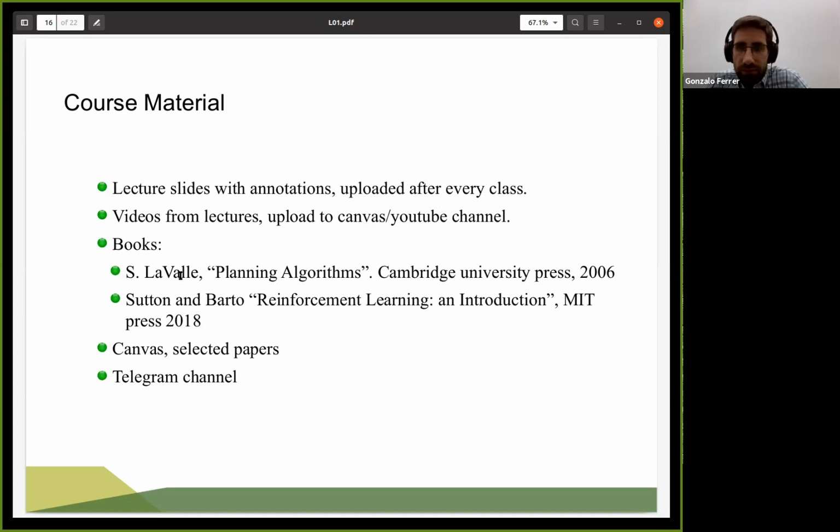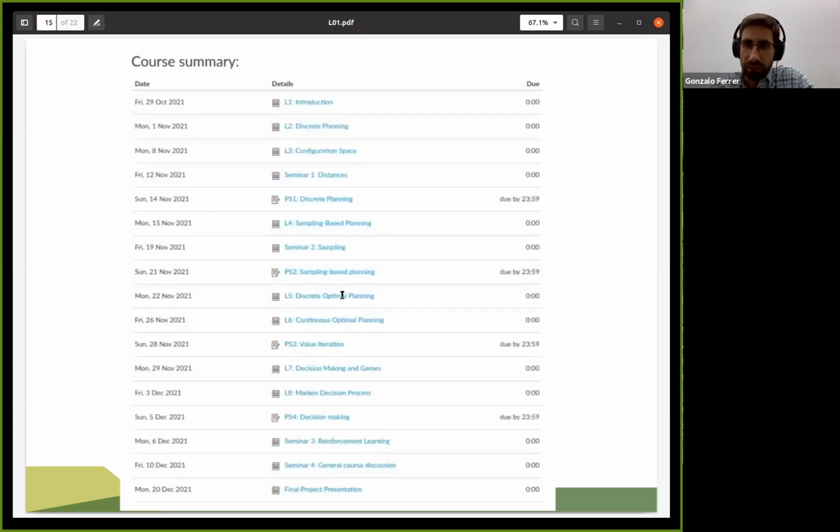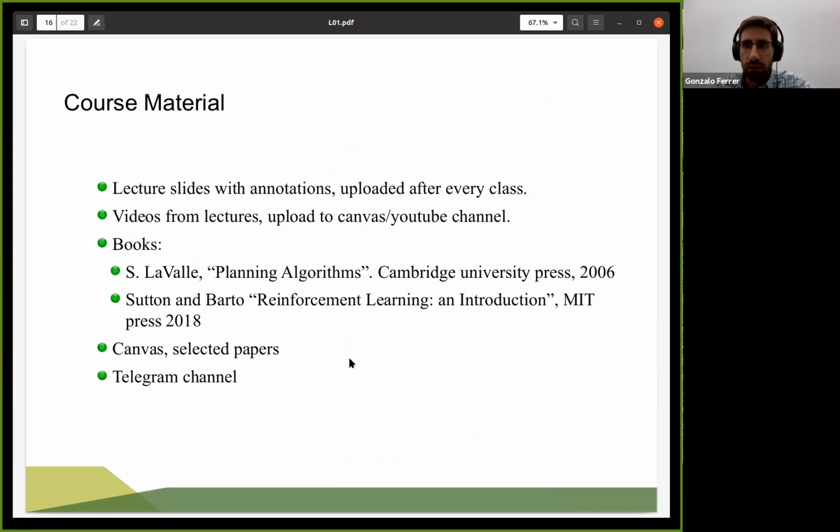We have two books: Planning Algorithms from LaValle and Reinforcement Learning. These will be used later, in the last lectures of the class, including MDPs, and there's a seminar on reinforcement learning, or let's call it deep reinforcement learning, because reinforcement learning is very broad. I'm not going to claim we'll explain it fully. We'll do one approach, and we'll do this in a seminar, for you to get hands-on with these problems.